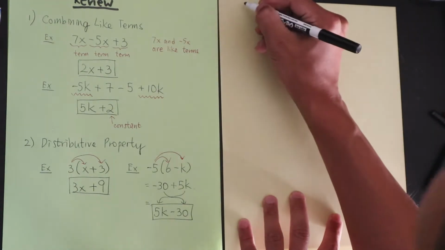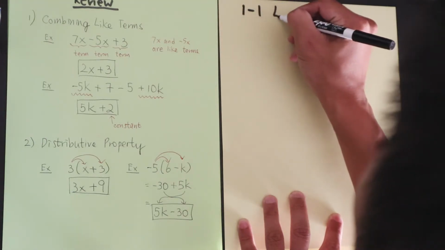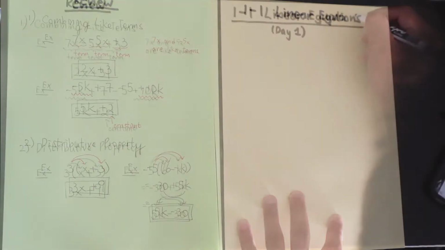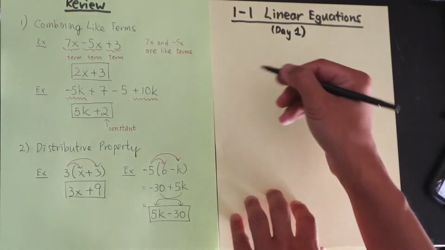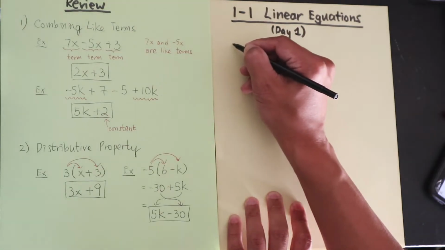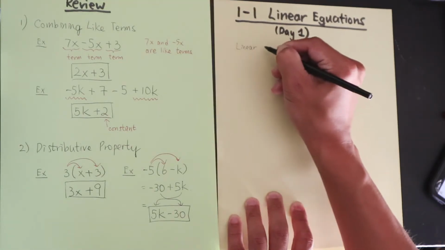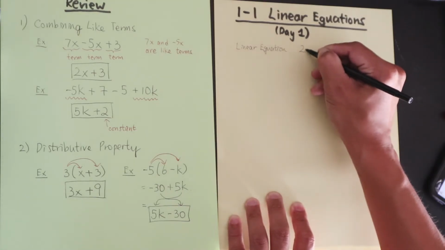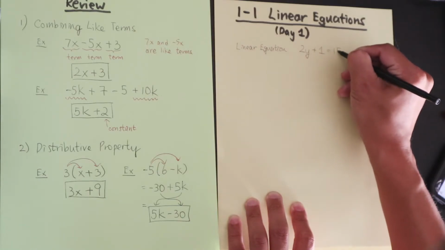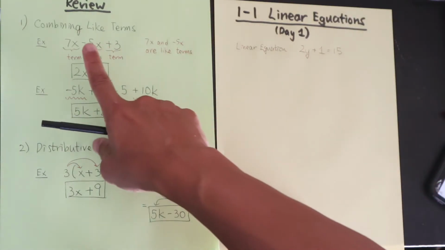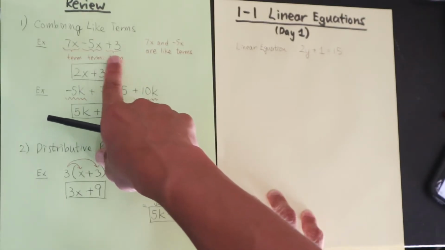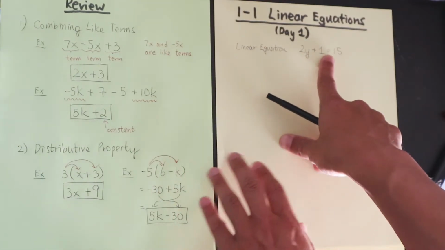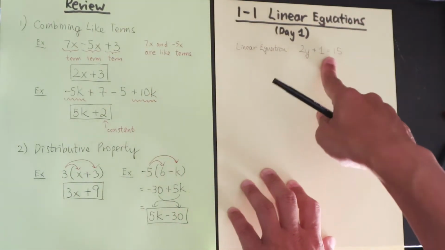So 1-1 linear equations. Linear equations look something like this, right? Definitely, because of the word equation, it has an equal sign. Something like 2y plus 1 is equal to 15. That's an equation. Now, this is not an equation like from the previous review. Those were just expressions. This is an equation. An equation has an equal sign. Okay, so there's an equal sign right there.